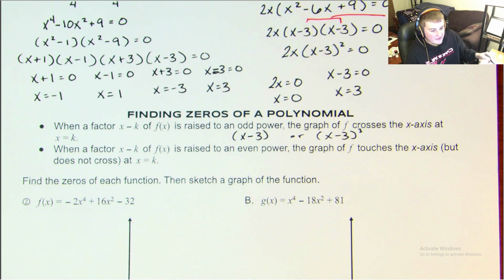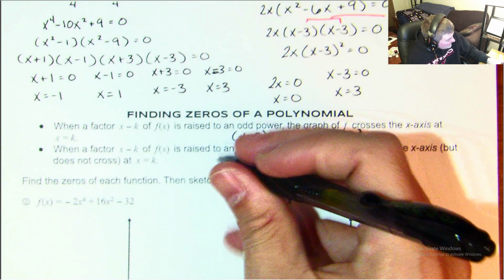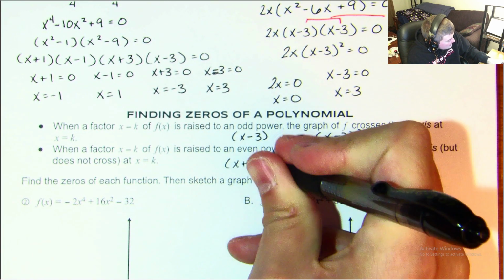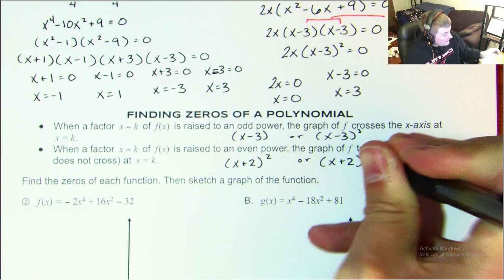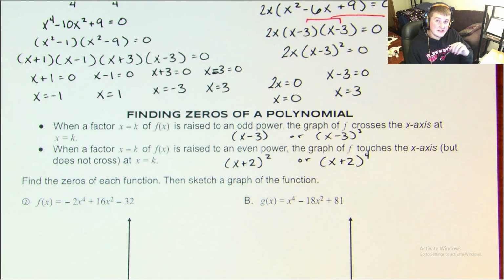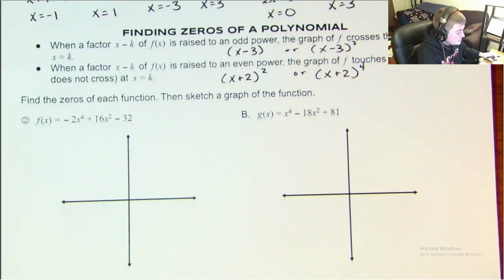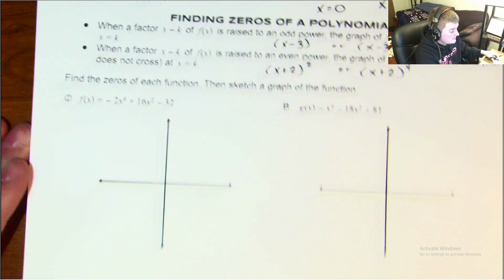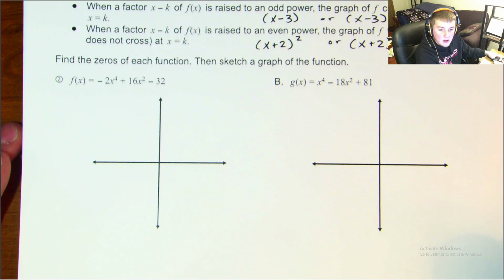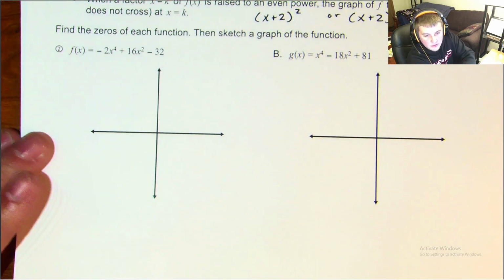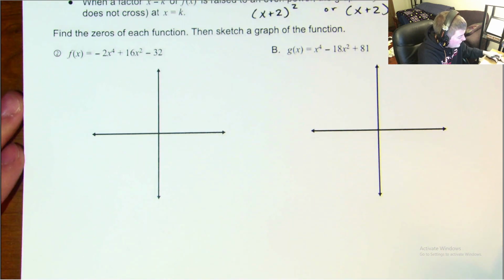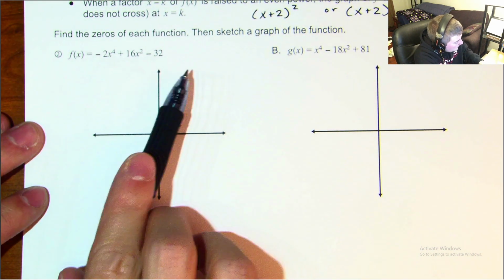But if we have a factor, let's say x plus 2, raised to an even power, what that means is it's going to approach the x-axis, just touch it, and then come right back down the direction it came from. We're going to see that here in a moment. We want to find the zeros of these functions by factoring. Then we're going to have to remember some stuff from 5.1 about graphs. So here, let's go ahead and factor this.